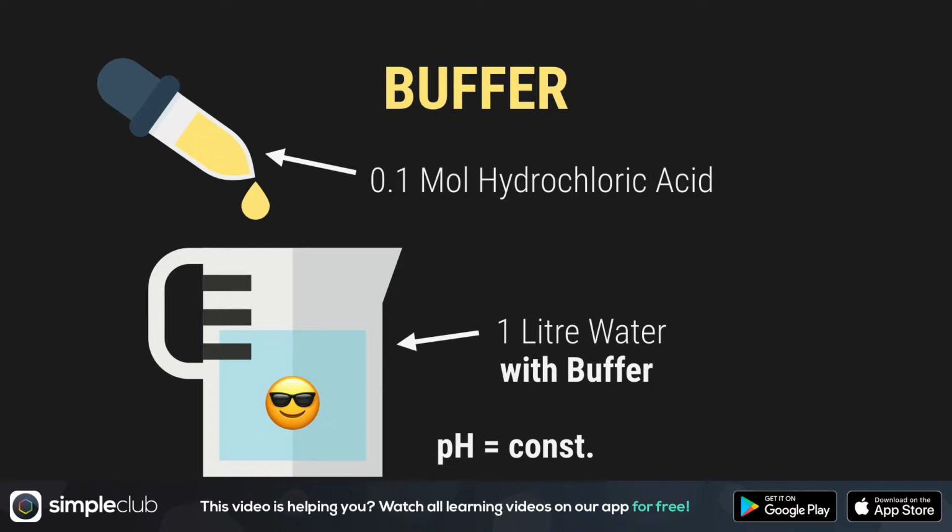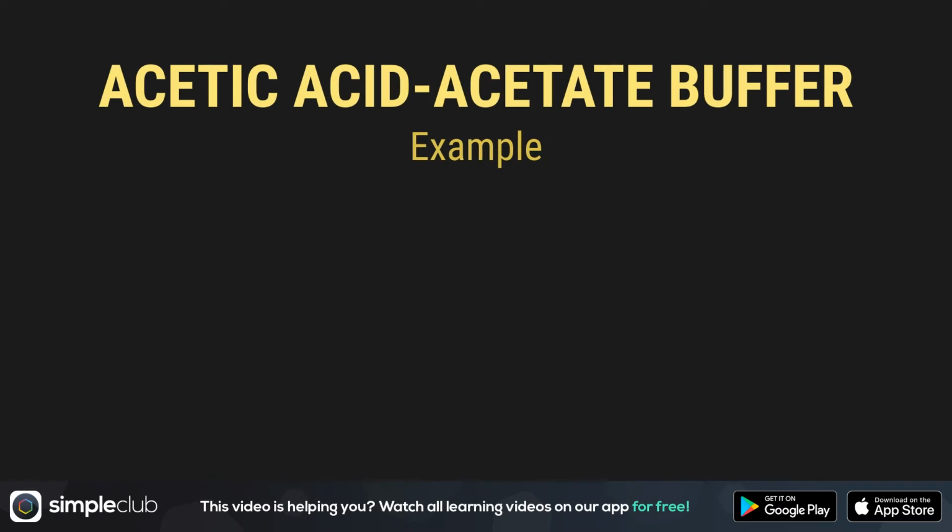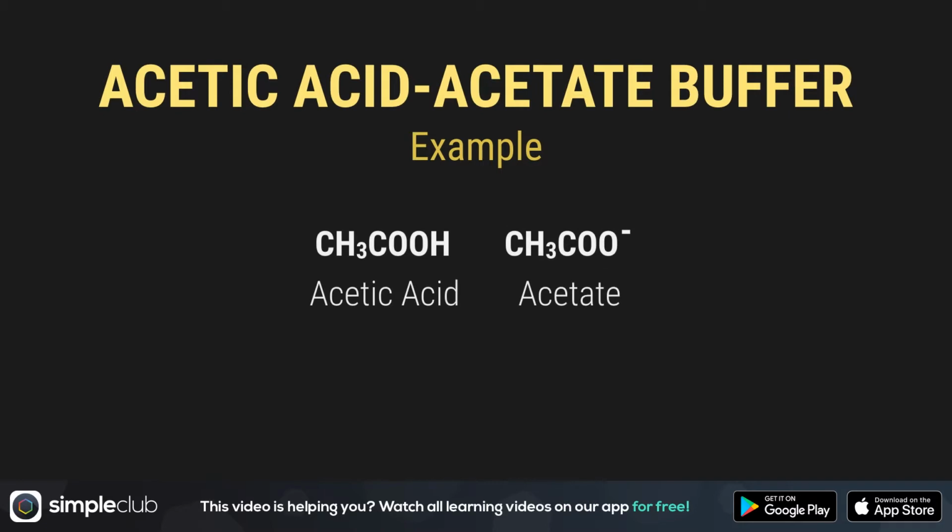Now that sounds pretty cool in theory, but how exactly does a buffer do that? Doesn't that scream out for an example? A great example would be the so-called acetic acid acetate buffer. This buffer simply consists of acetic acid and acetate ions together. But you have the same amount of both in a 1:1 ratio.